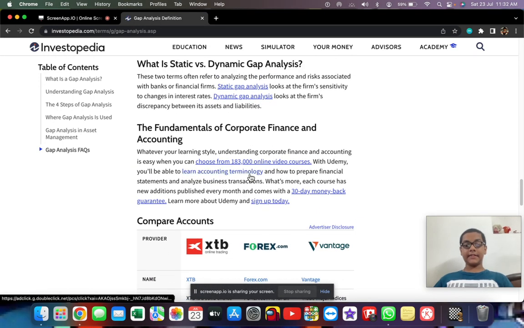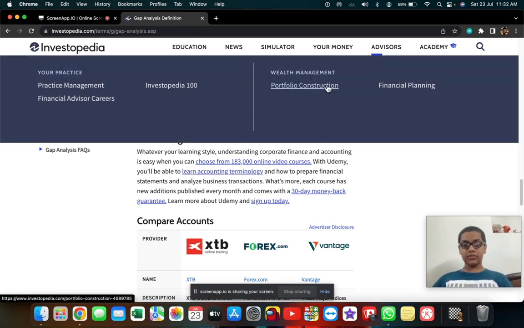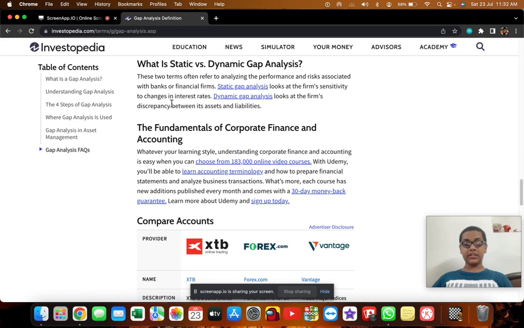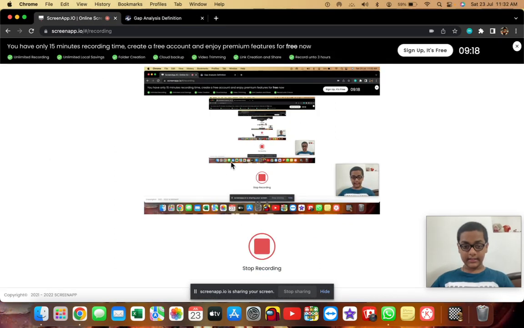What is the static versus dynamic gap analysis? These two terms often refer to analyzing the performance and risk associated with banks or financial terms. Static gap analysis looks at the firm's sensitivity to change in interest rates. Dynamic gap analysis looks at the firm's discrepancy between its assets and liabilities.